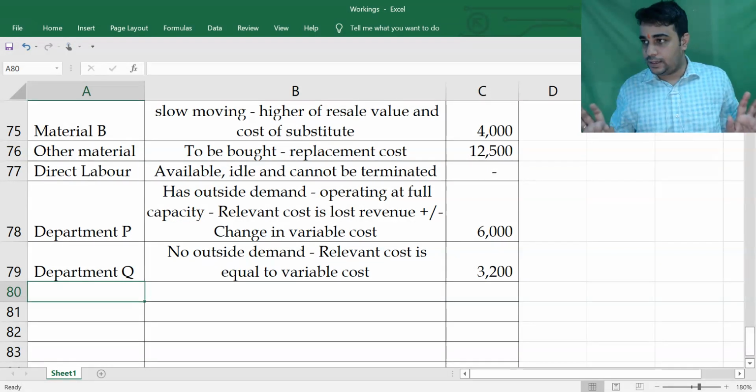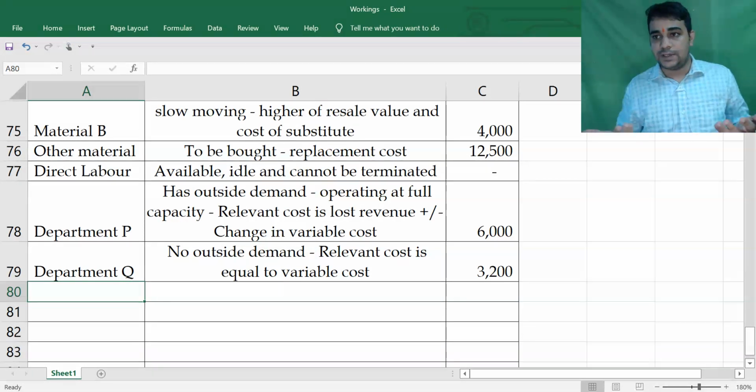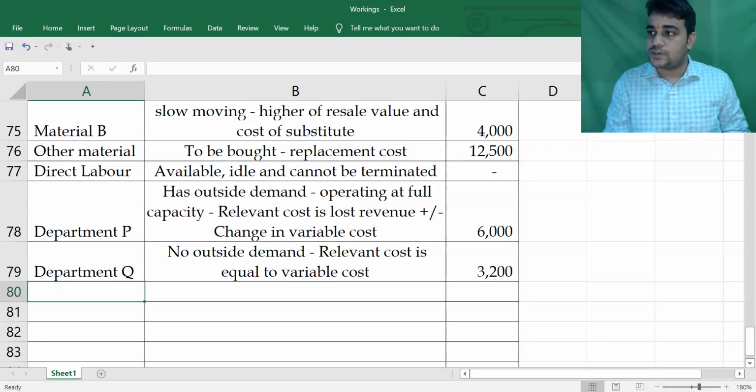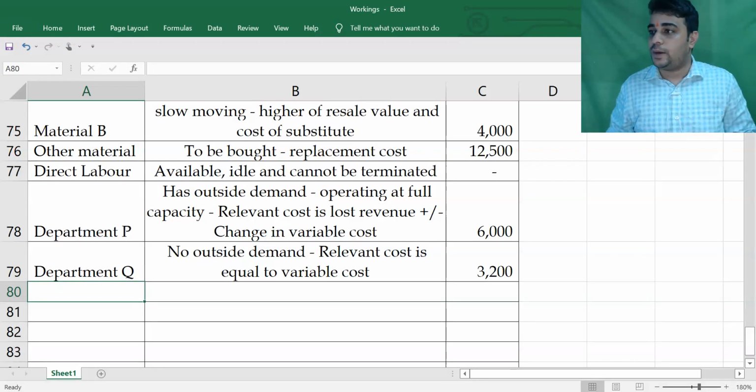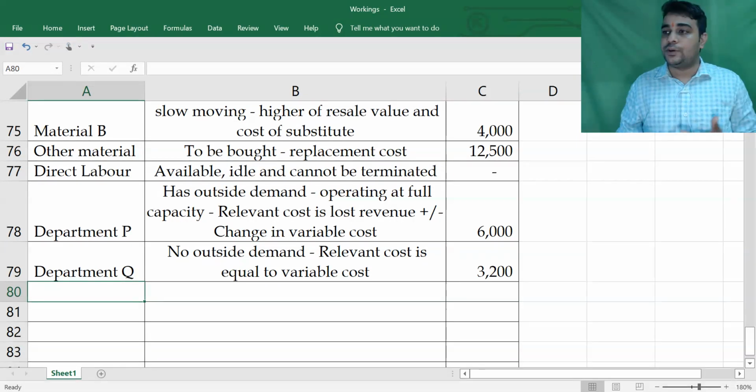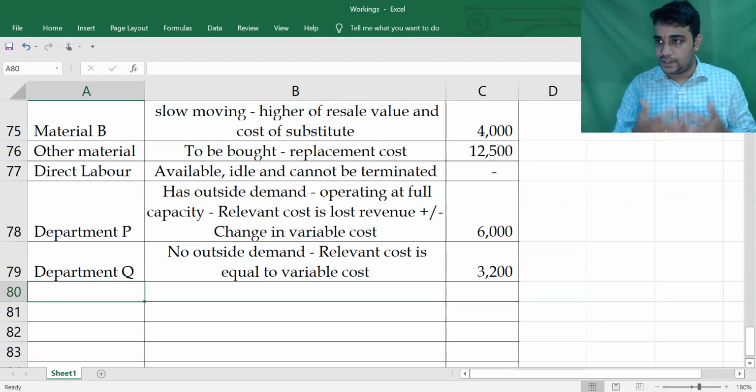As of now, I don't have any information. So it technically means I have sufficient capacity. Sometimes the question can say that if this department works on this contract, you will have to say no to some other inquiry which has come. That inquiry is likely to give a profit of some 4,000, 5,000 rupees. So that's technically the loss for the company.